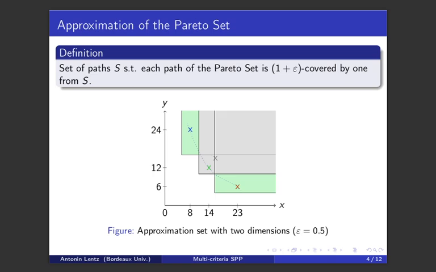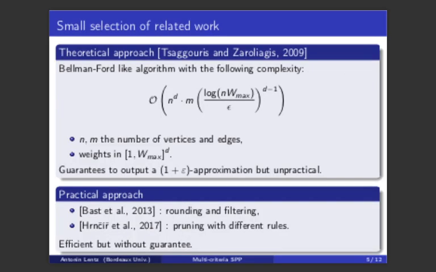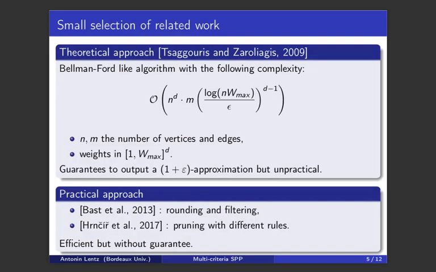In order to solve this problem, there are two main schools. A more theoretical approach, with the algorithm from Tsaggaris and Zaroliagis, with this nice complexity that guarantees that the output is covering the Pareto set. The problem is that it's impractical. On the other hand, there is a more practical approach, but these techniques, even if they are very efficient, do not guarantee that the output covers the Pareto set.